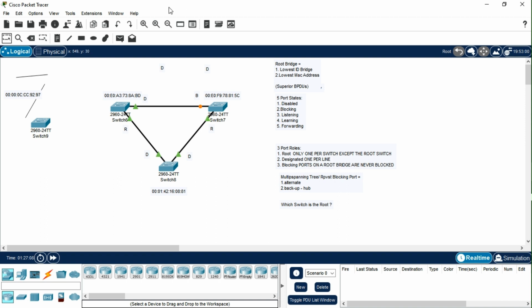As you can see here, we have three switches in this topology. The MAC address of each respective switch is near it. So this MAC address is for this switch, this MAC address is for this switch, this MAC address is for this switch. And we also labeled some of the port roles.